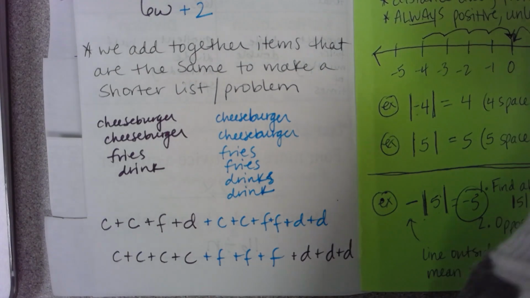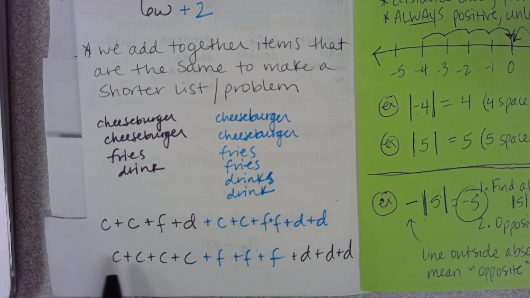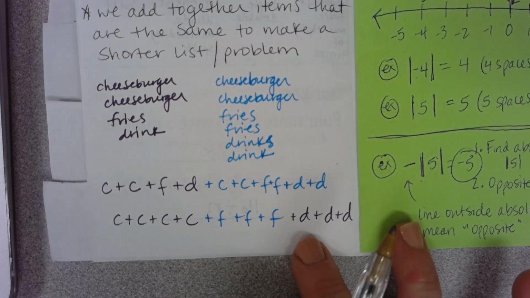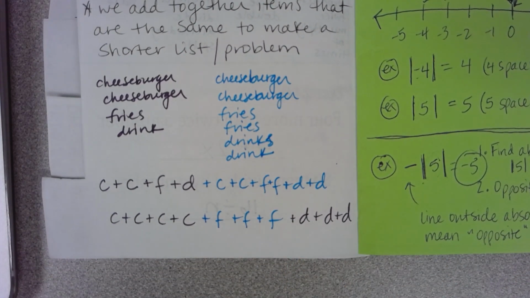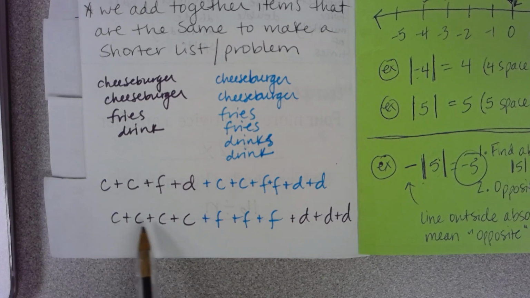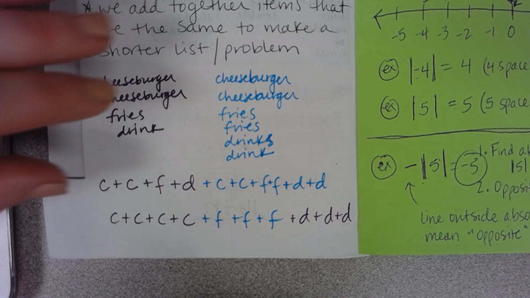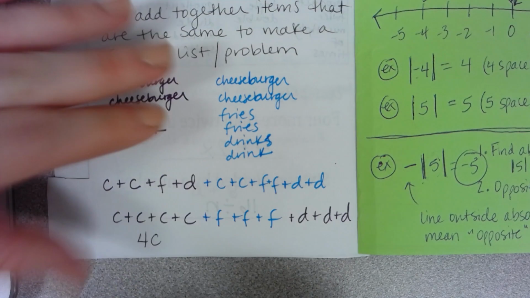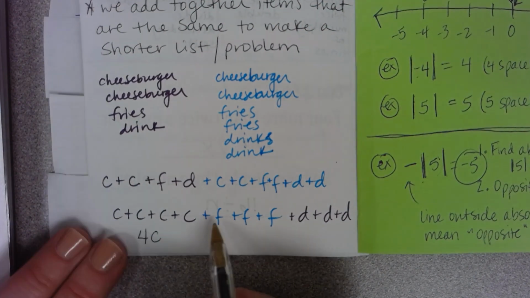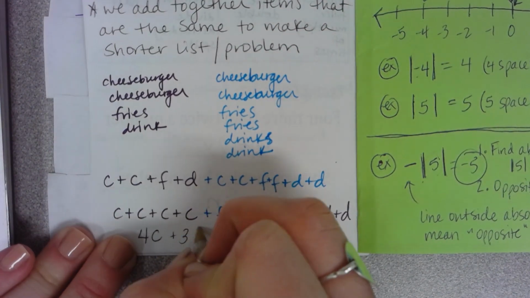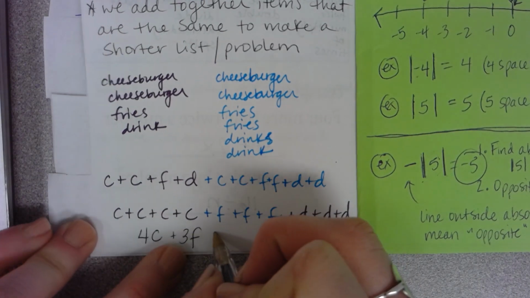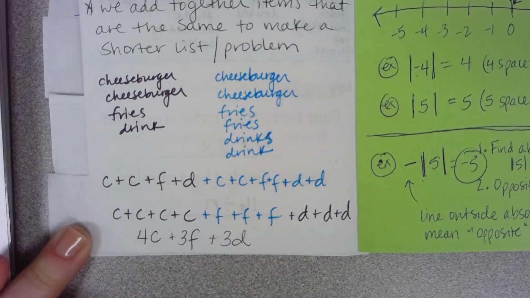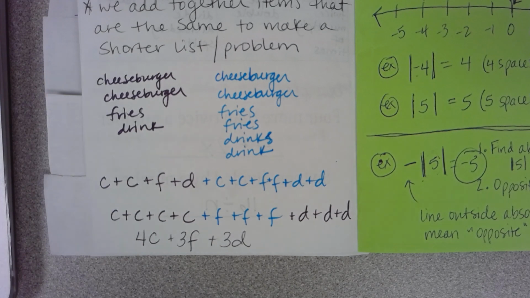Okay, but what we can do is not just keep each one of these variables separate as one. We can combine them with a coefficient or a number out front. So looking at my cheeseburgers, I have 4 cheeseburgers, so I'm going to do 4C. I have 3 fries, so plus 3F. And then I have 3 drinks, plus 3D. Okay, that would be combining like terms.